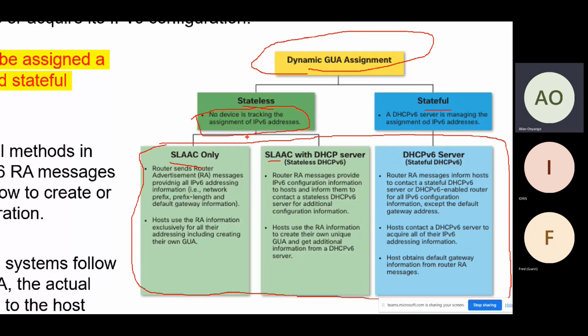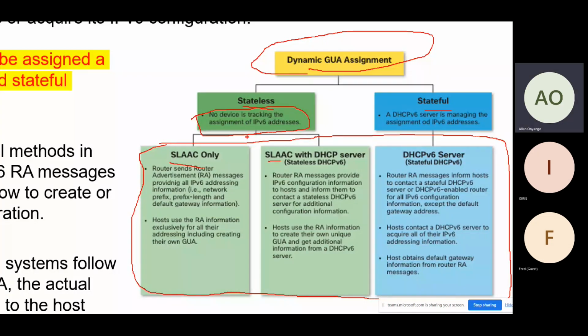Then we go to the second family, the student who gets some things from the parents and the rest from himself. And so the second one is called SLAAC with DHCPv6 server, which is actually stateless DHCP version 6 server. And you can see here there's a combination of SLAAC, which means the PC is going to send an RS message to the router and get back an RA message from the router.